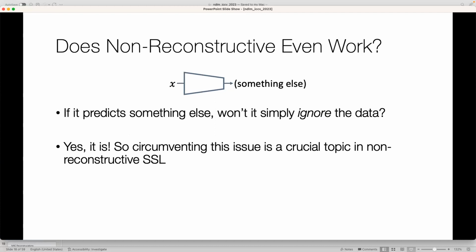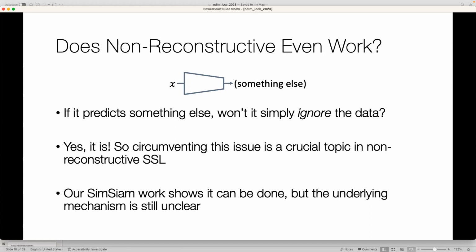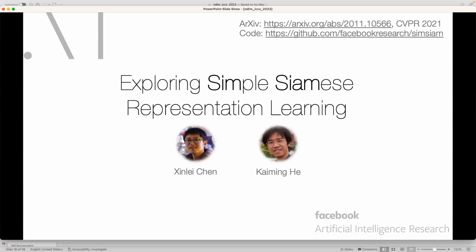And indeed, the model is very prone to ignore the data. And this is an important issue, a crucial topic for research in non-reconstructive self-supervised learning. I'm going to use our example, SimSiam, as a non-reconstructive self-supervised learning framework. It works, but the underlying mechanism is still not clear. So that's what I'm going to briefly talk about.